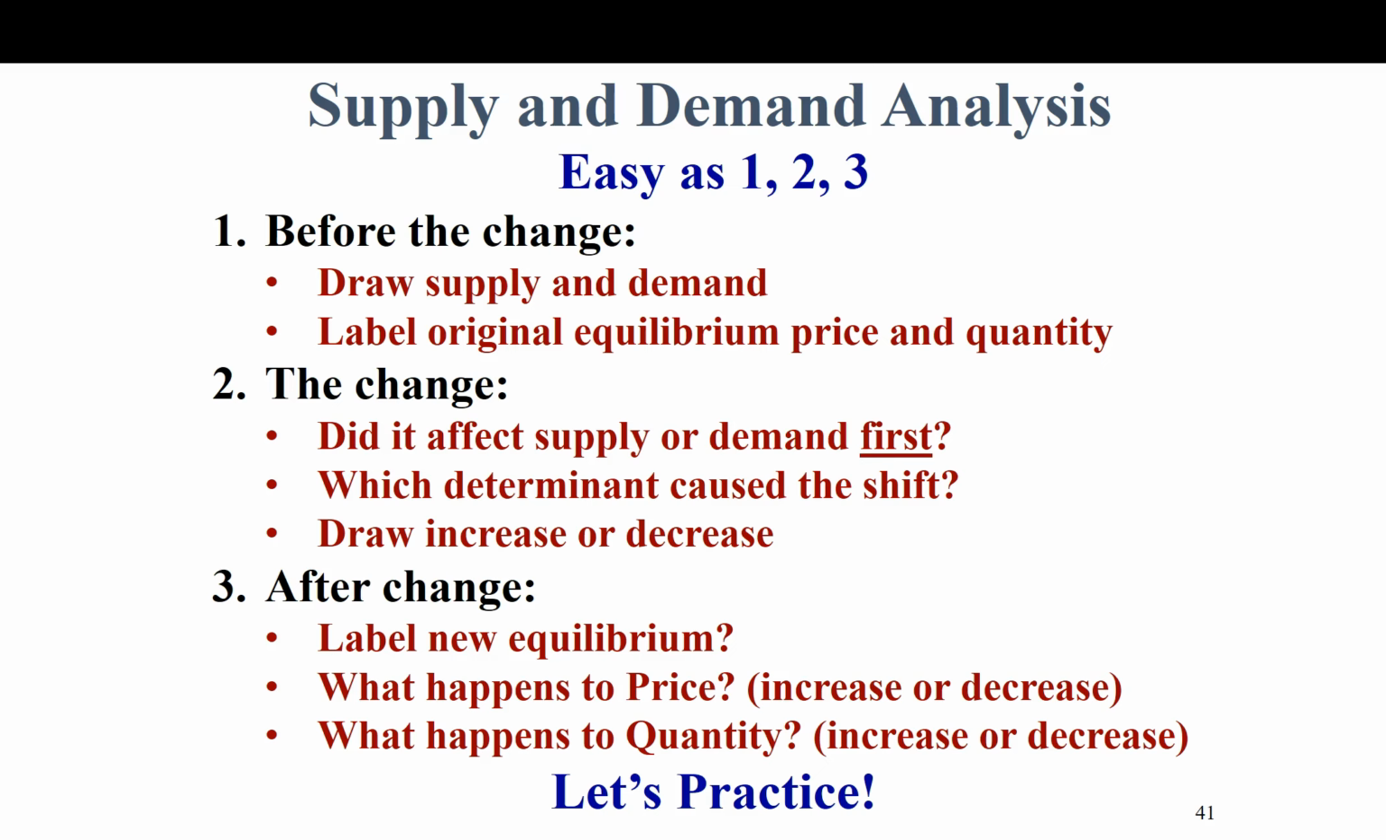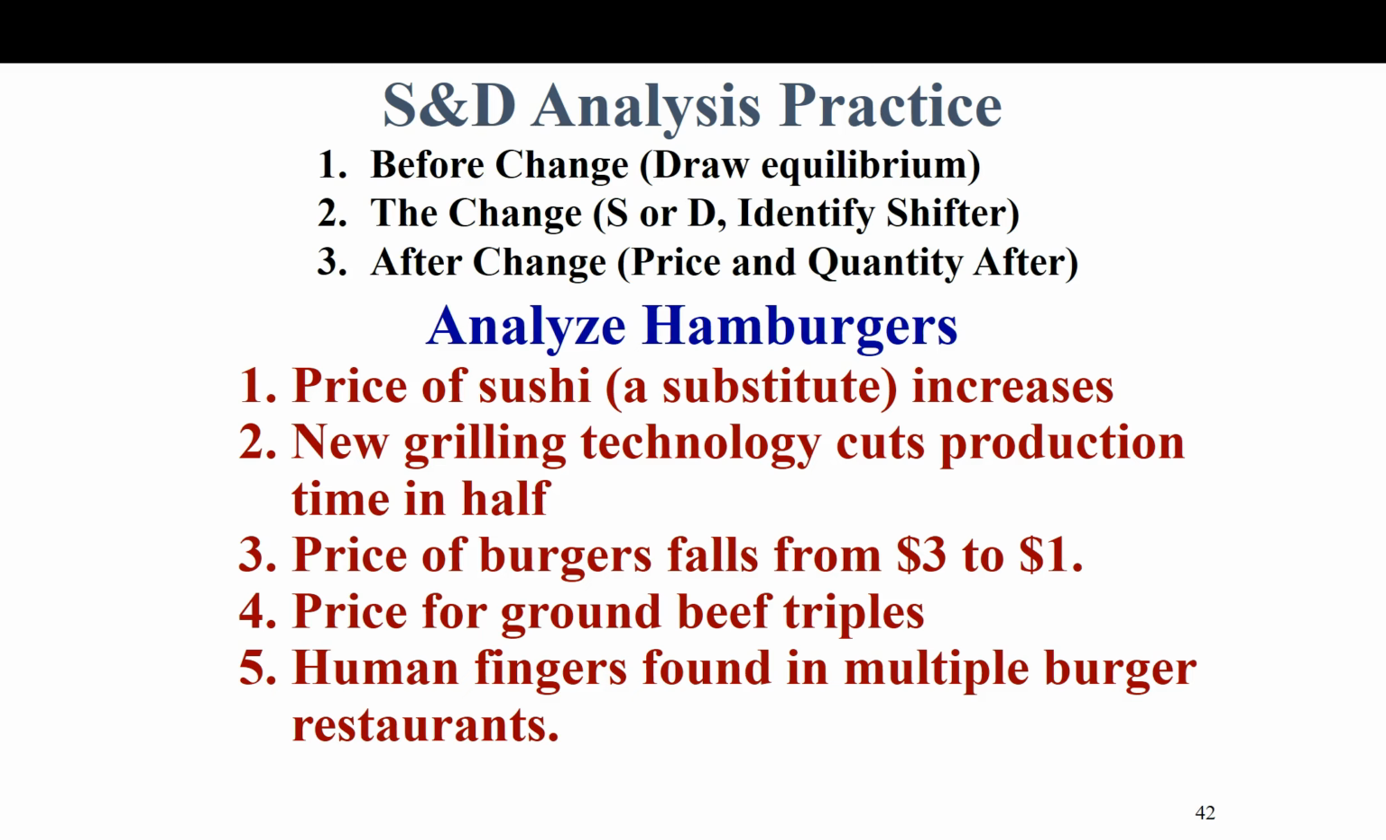with a picture of a market with supply and demand and equilibrium identified, and then identify the change itself, understand whether it affects supply or demand, which determinant, those things that we looked at as shifters, which one of those caused the shift, draw that increase or decrease, and after the change, identify the new equilibrium price and quantity. So some practice for you here. And this is really one of those skills that for economics is essential to understand and be comfortable with.